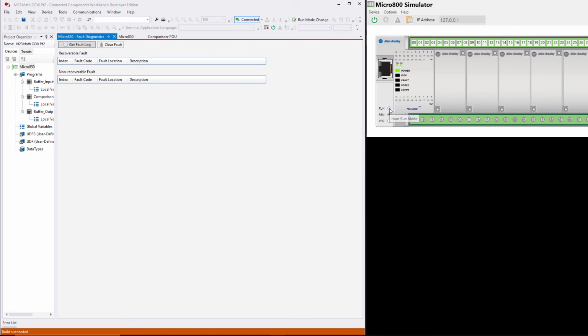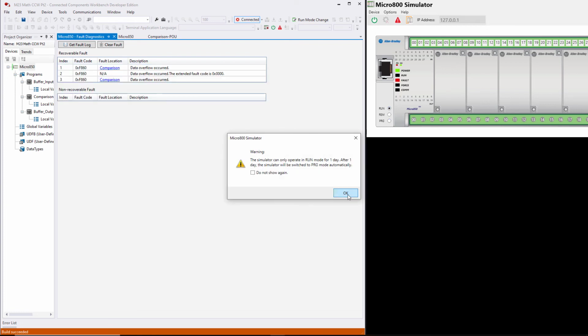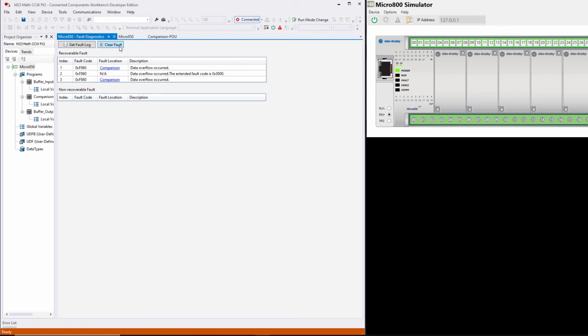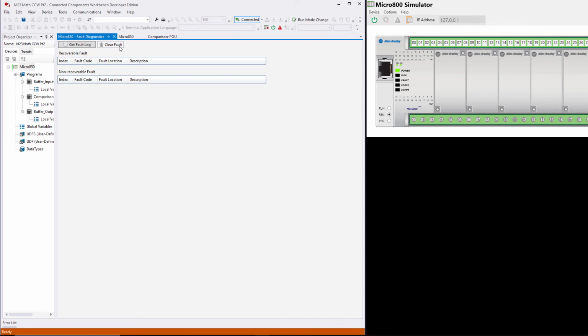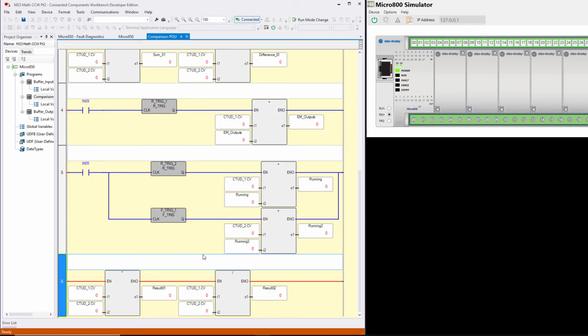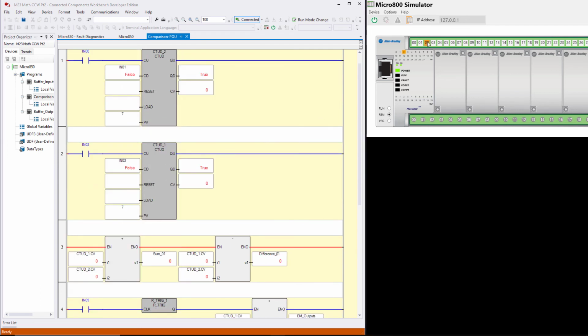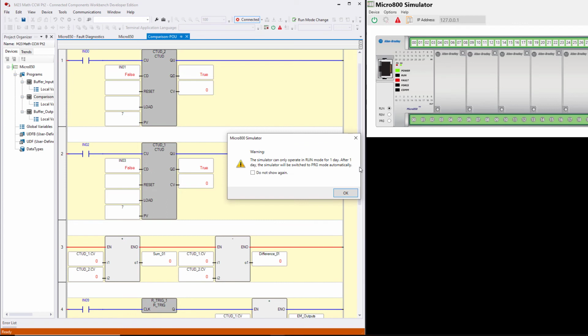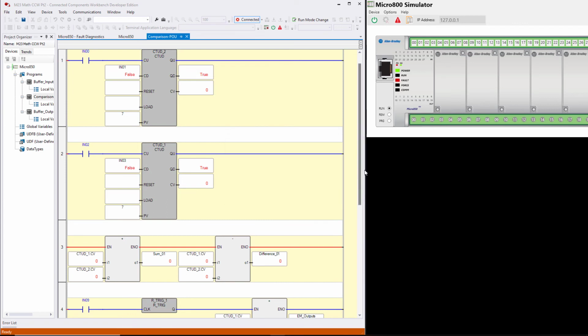And then I can go back to run, and of course if I haven't fixed the problem, it turns right around and faults again. I'm going to put it in the program mode and then clear the fault. Then I'm going to go to the logic. Remember, it said it was in the comparison program, and we can't be dividing by 0. Count up, down 2 has to have something in it. So I'm going to increment. We'll put it in run. Nope, it's going to fault again.